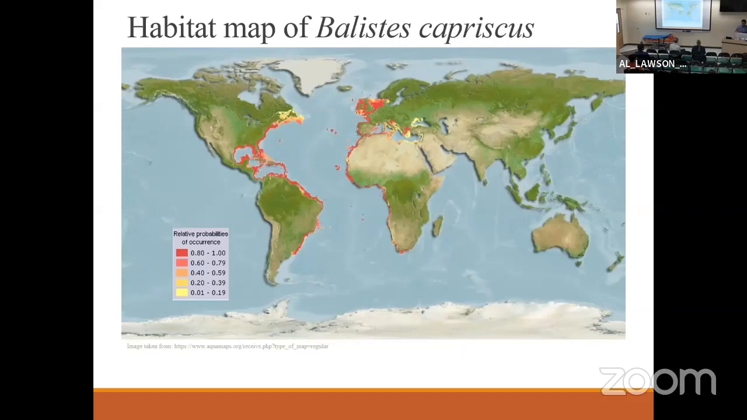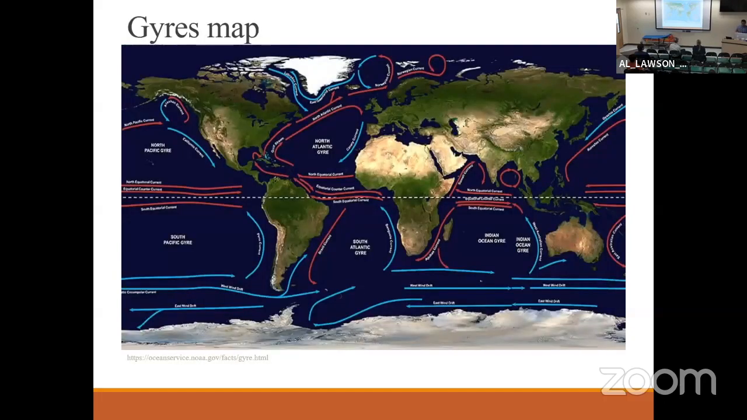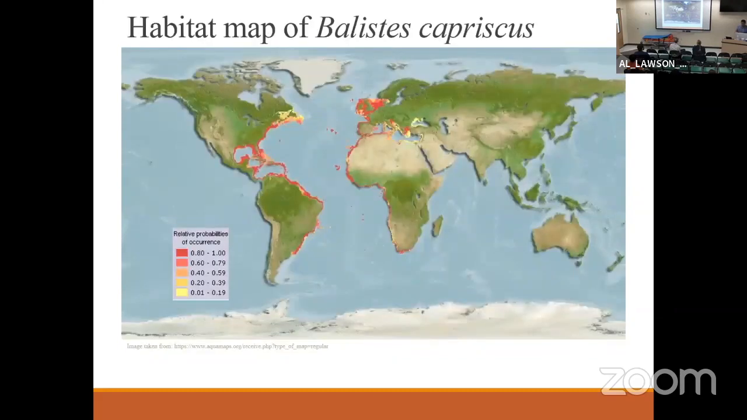But actually, let me just show you a distribution map of the gyres. So we have the North Atlantic gyre and the South Atlantic gyre, which are going to contribute to their distribution. As you can see, they follow similar patterns. These areas that the gyres touch are areas that we also see within their distribution.